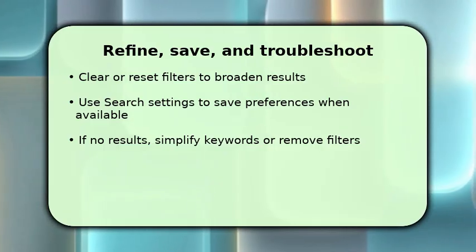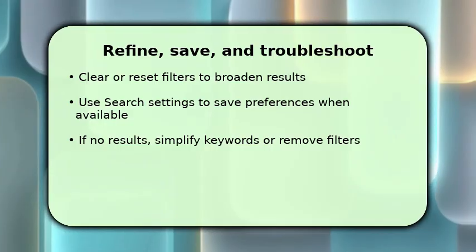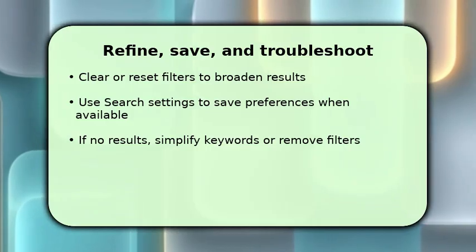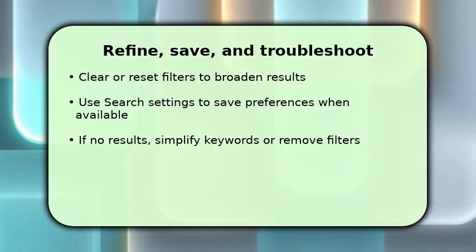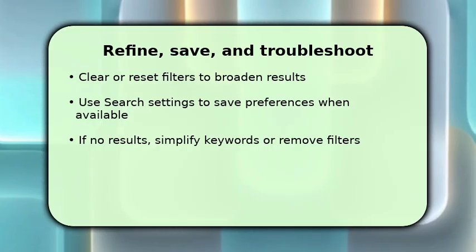If you hit 0 results, simplify your keywords, remove less essential filters, or try longer time ranges. For persistent issues, clear cache. Update the app or use a different browser. These steps resolve stale UI or filter bugs and restore normal search filter behavior.